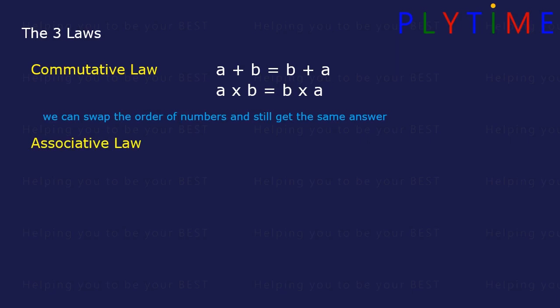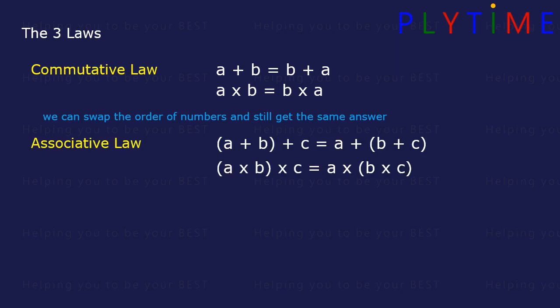There's the associative law. This says (A plus B) plus C equals A plus (B plus C), or (A times B) times C equals A times (B times C). No matter how we group the numbers, we still get the same answer.